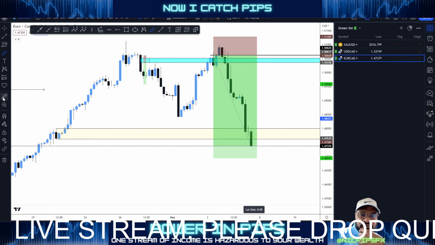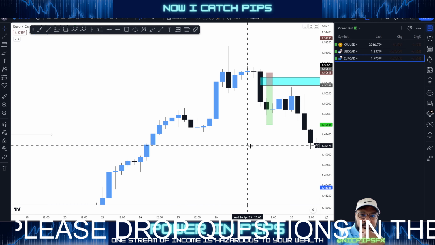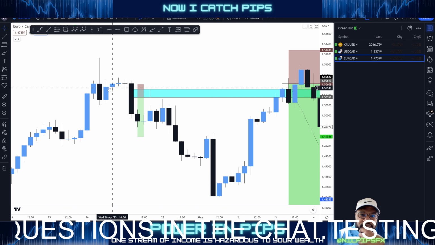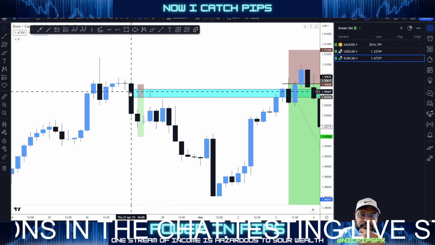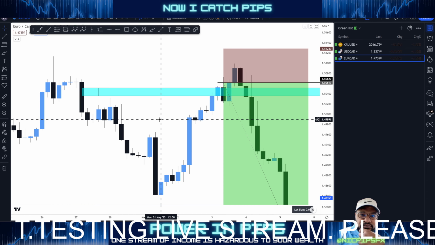If we look close on the screen here, I had a setup right here where price never came back to pick me up for my order at this zone that I was looking for. So I'm going to go ahead and delete that one off the screen because that's no longer the case.